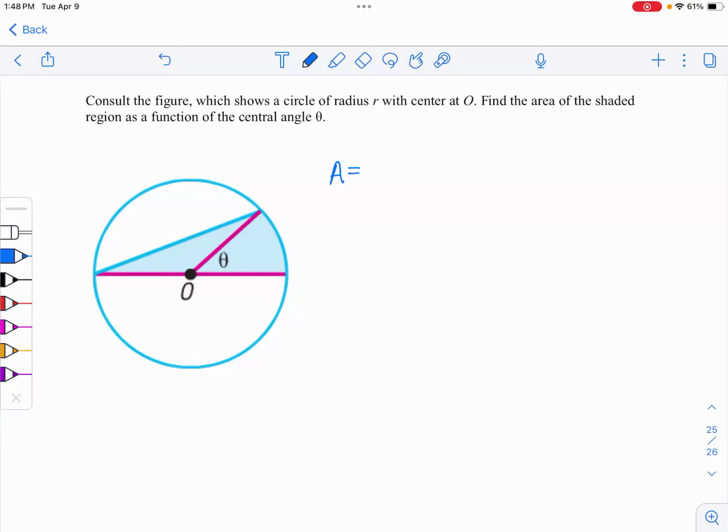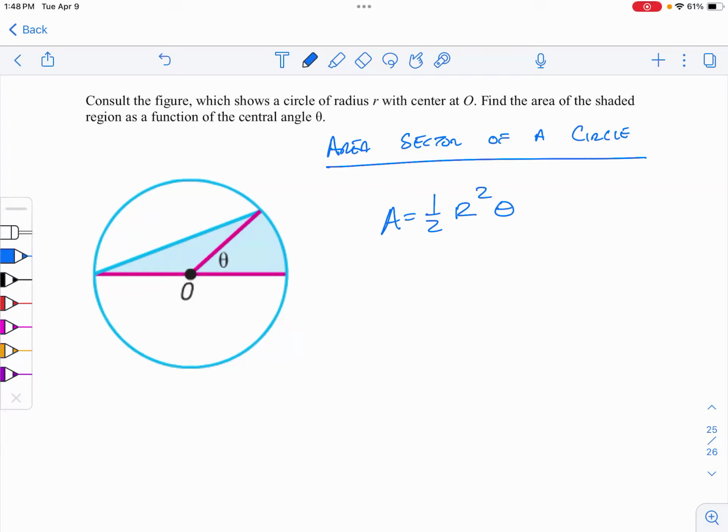So the area of the sector of the circle is 1/2 r squared theta. And actually, since that's theta, that equation is done. So actually, we found this piece. That is done. So then we're left with this triangle.